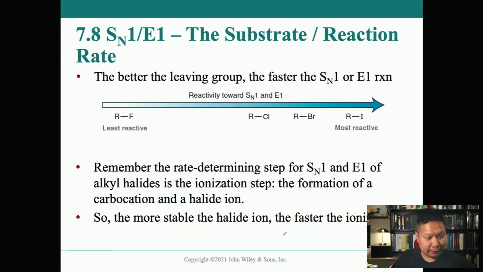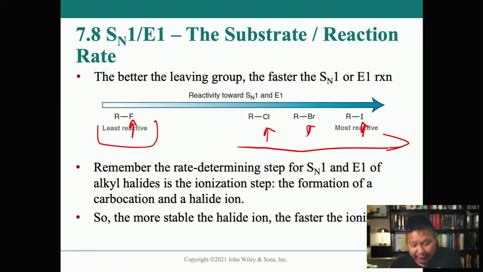So, just as a general rule, the better the leaving group, the faster the SN1 or E1 reaction, right? Fluoride here is not a very good leaving group, so it's least reactive. But then you get to chlorine, bromine, and iodine, or their ion versions, and they're quite reactive, right?